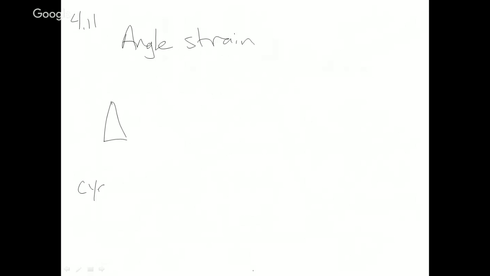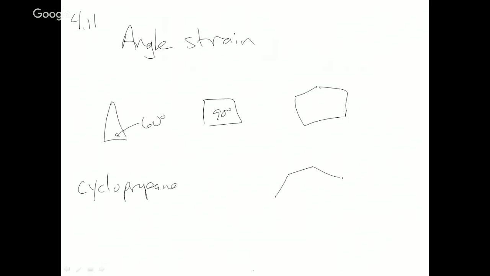So this is cyclopropane, and that angle is 60 degrees. That's a lot of deviation. Cyclobutane is 90. Cyclopentane, I think it's about 108. So it's pretty close, but it still has a little bit of ring strain. Same thing with cycloheptane, cyclooctane. They all have angle strain.